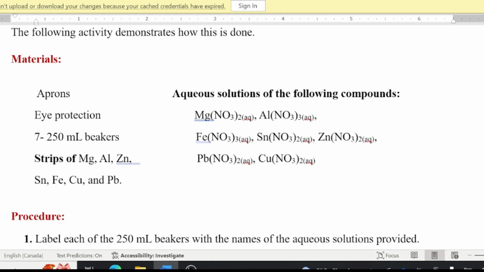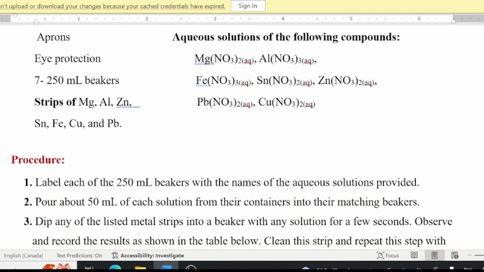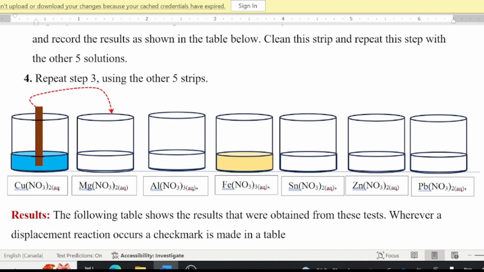We have 7 of these beakers here. So we label each of these with the names of the solution provided. We're going to have all these labels there, copper 2 nitrate, and so on. All these beakers are labeled. So I'm going to get now 50 milliliters of each of these solutions from their stock solutions and put them into each of these.